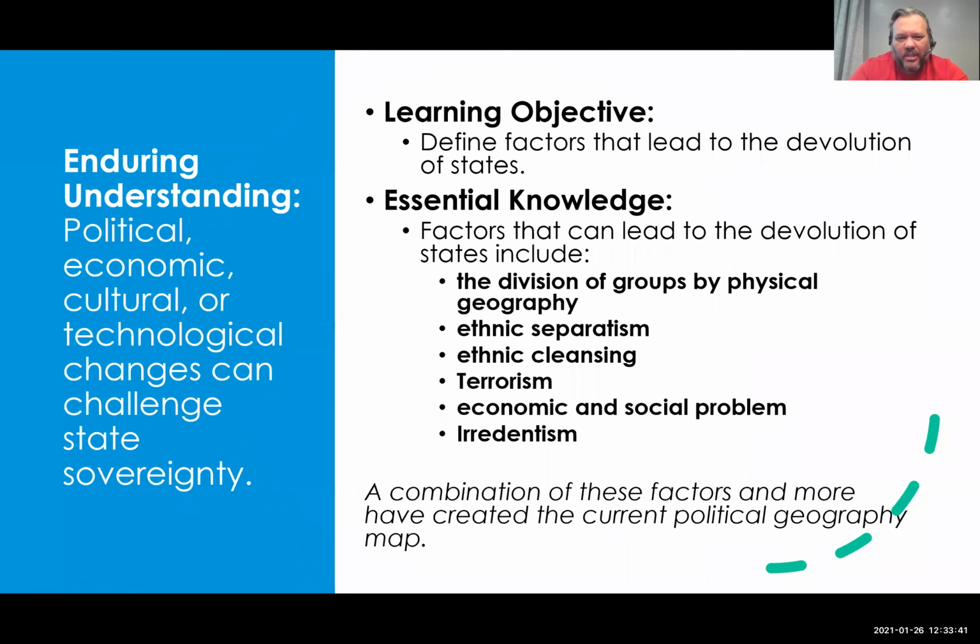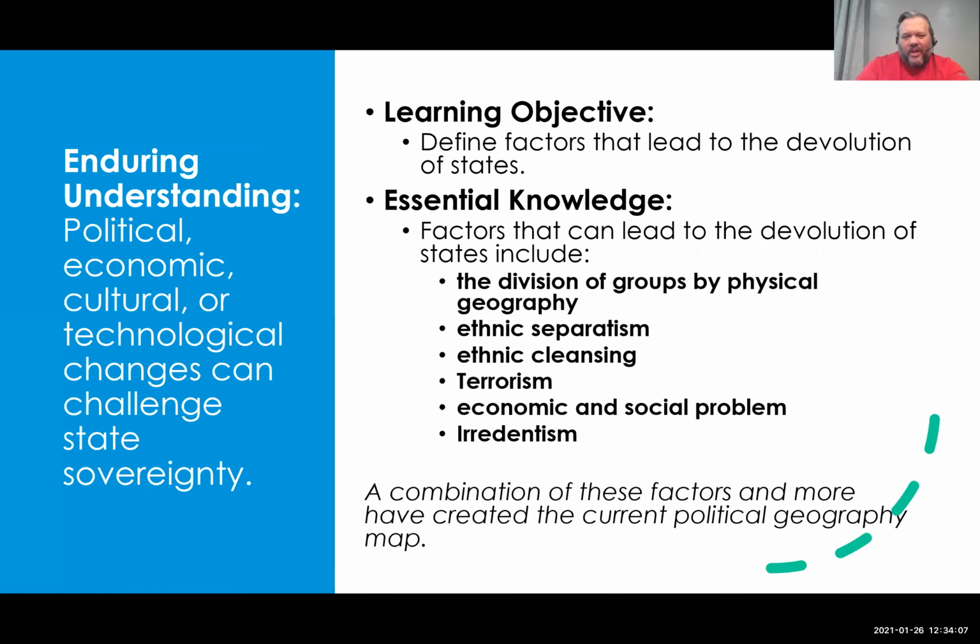So here's a couple of things we'll be getting to know. So the essential knowledge here. Again, make sure you know these as vocabulary words. So we're going to look at the division of groups by physical geography. So how devolution can evolve through physical geography, through ethnic separatism, ethnic cleansing, terrorism, economic and social problems, and then this word called irredentism. We'll have a little video on that.